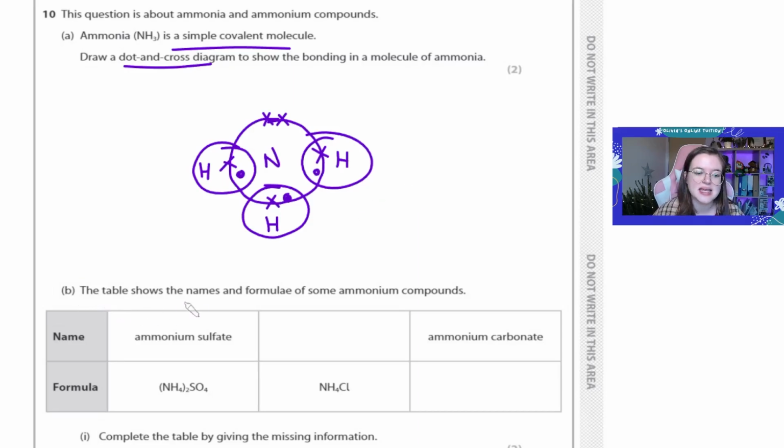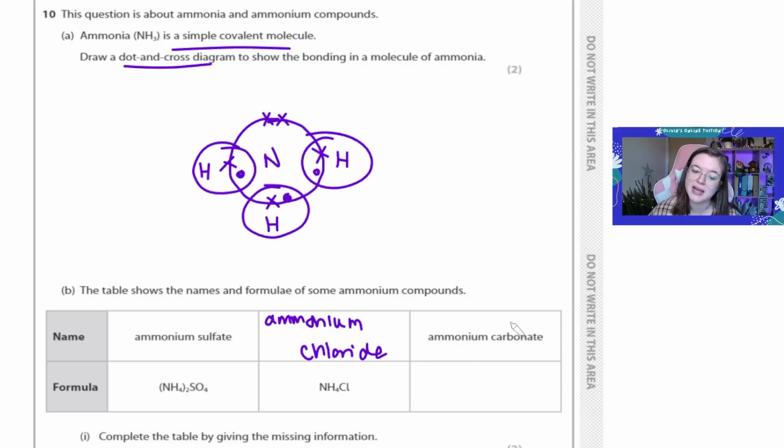Part B, the table shows the names and formulae of some ammonium compounds. Okay, name and formula. Right, so we've got ammonium sulfate, that's been done for us. We have to fill in the table, that's part I. So this one, we can kind of follow a trend here. That's ammonium sulfate. This is the sulfate ion. This is the chloride ion. So I wonder if it's going to be ammonium chloride. And it is. Ammonium chloride. Okay, then we need to do ammonium carbonate.